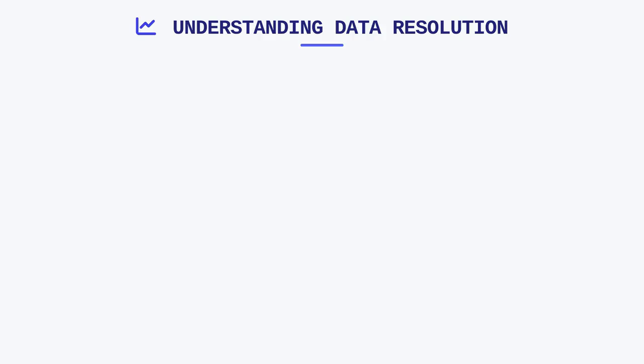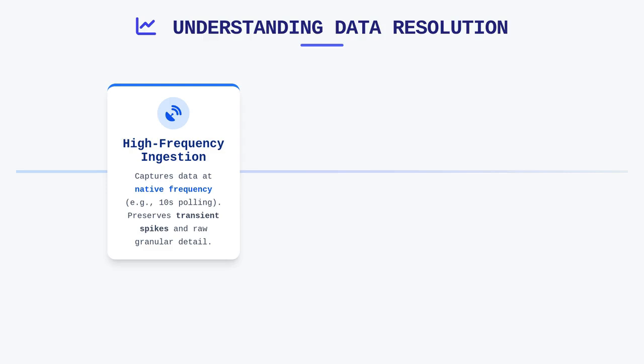Understanding data resolution requires us to move past the surface-level abstraction of a dashboard and inspect the underlying mechanics of time series storage. At the highest ingestion tier, the Splunk Observability Cloud captures metric data points at their native frequency, which is typically governed by your collection strategy. If you are polling an endpoint every 10 seconds, you are establishing a high-frequency baseline that preserves transient, short-lived spikes.